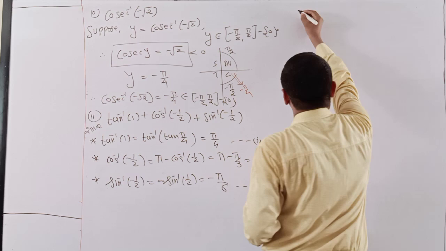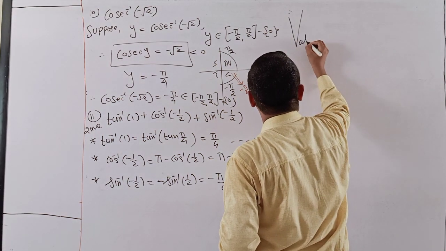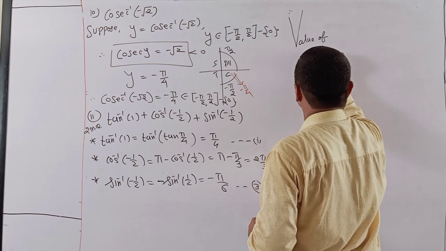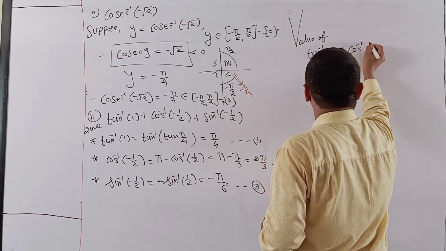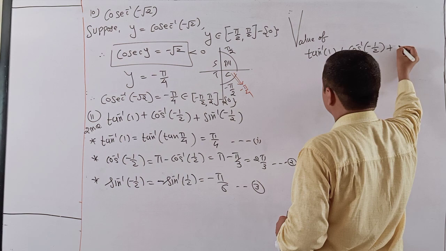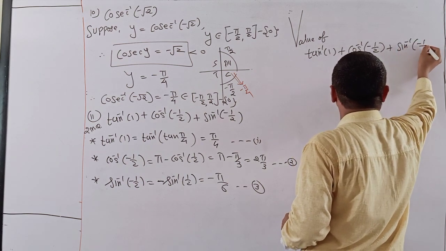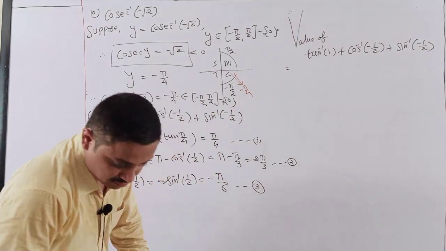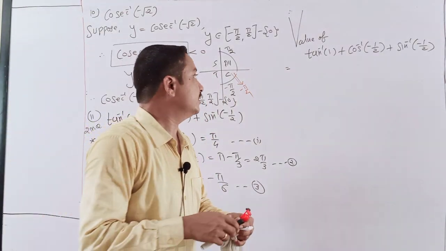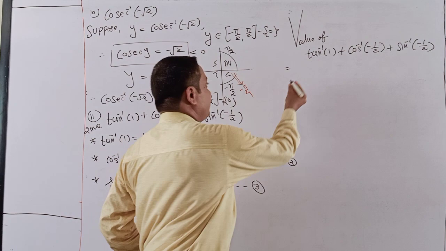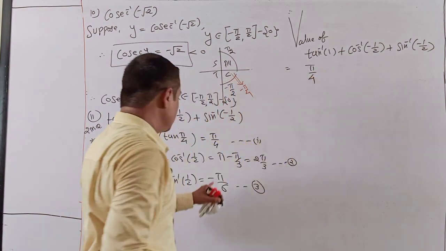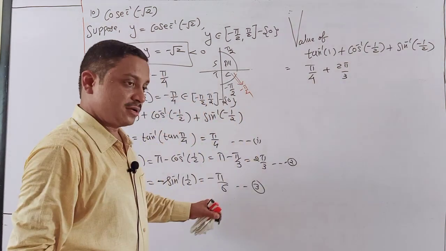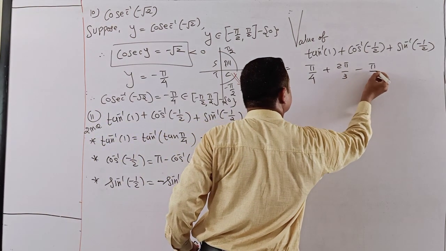That's why the values of tan inverse 1, cos inverse minus half, and sin inverse minus half. That's my motion, students. Now this all value I just apply one by one. Tan inverse 1 is pi by 4. That also done, pi by 3. And this also done, minus pi by 6.